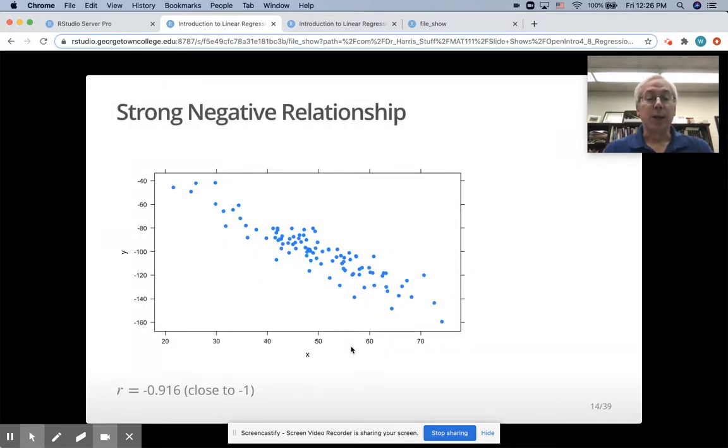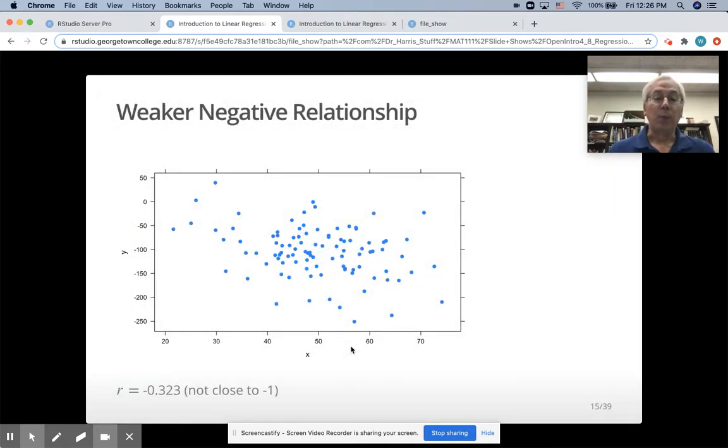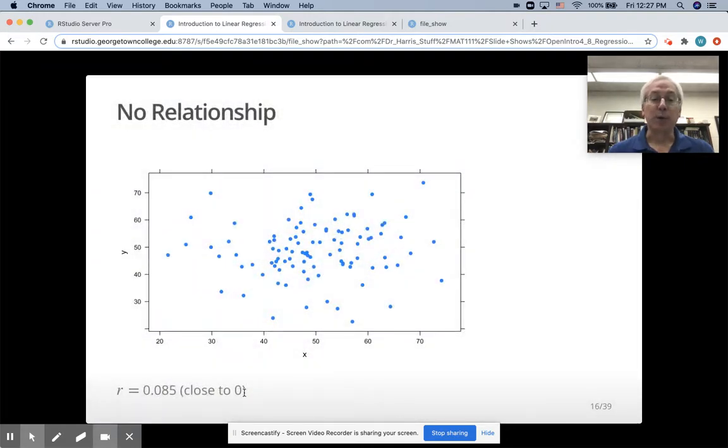A relatively strong negative association here. This is about negative 0.92. And a weaker negative association, not very strong at all, but we can make sense of a general downward trend to the points. But there's so much scatter here, we don't expect the correlation to be very, very close to -1, and it's in fact about -0.3. And here's a case where we would see no upward or downward trend, and so we would expect the correlation to be very close to 0, and it is. Apparently, it's very slightly positive.